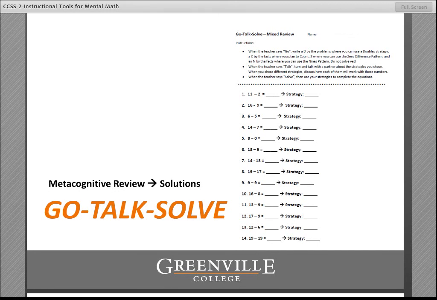Only solve those. Here, they're actually going to classify all the problems I give them according to a strategy they already have in their strategy toolbox, things that we've developed together as a group. I would have them first give no answers, leave that blank, but just write down a strategy code. Would I use doubles? Would I use a nines pattern? Would I use the count up or count back approach? Whatever we've already talked about, I would give them a mixed review of that.